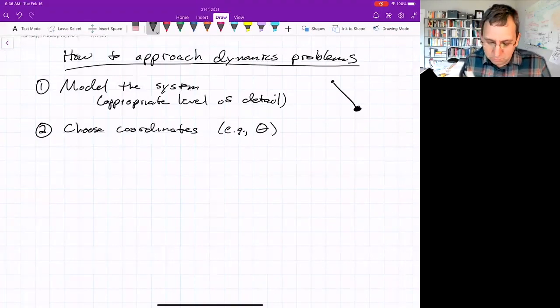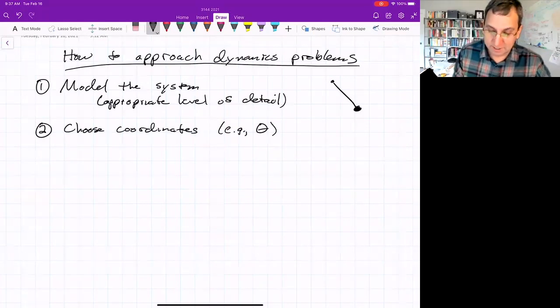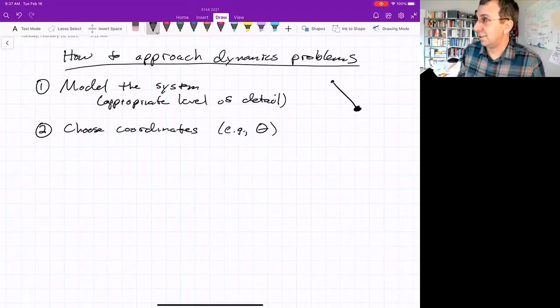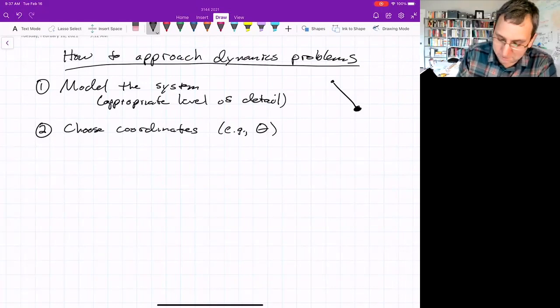Also, we would say the forces on the mass are just a force of tension and a force of gravity. So it's very high level, right? And implied in saying it's only tension and gravity is that we're not looking at air resistance. We're not going to be modeling any structural dynamics of the stick. We're not going to be doing a lot of things.